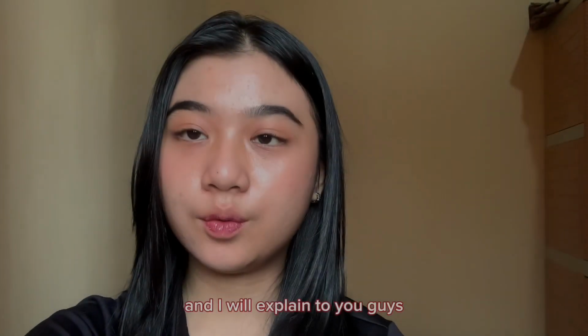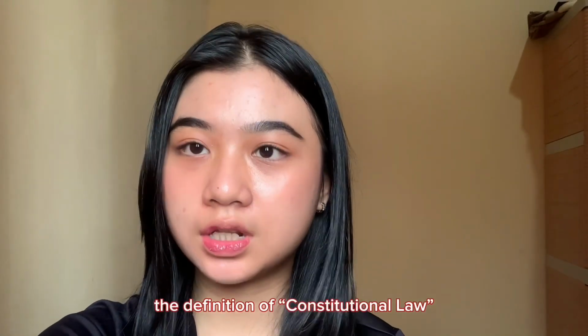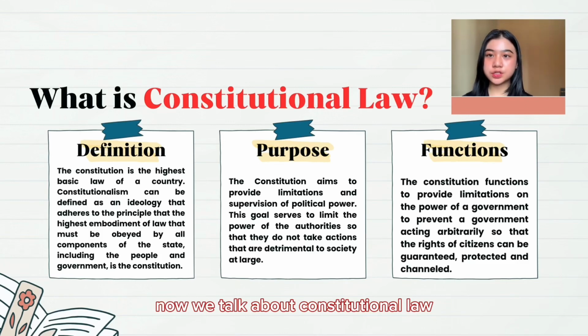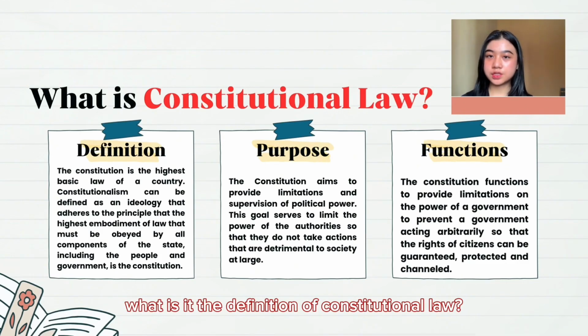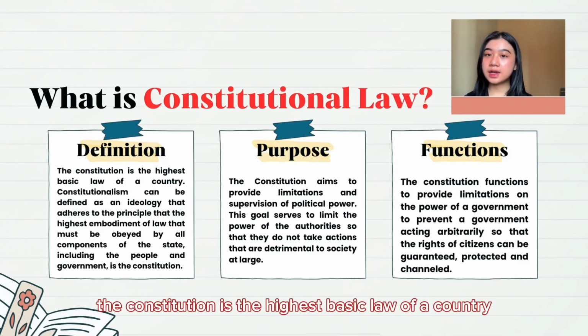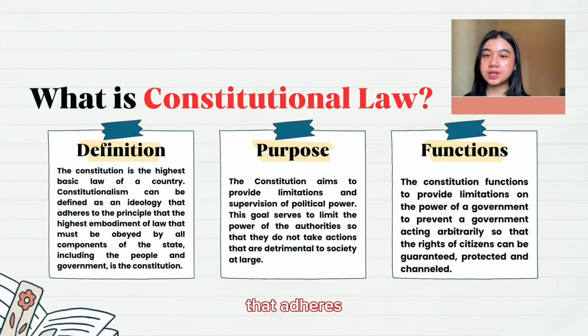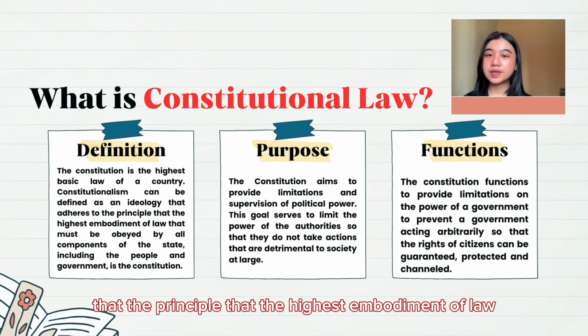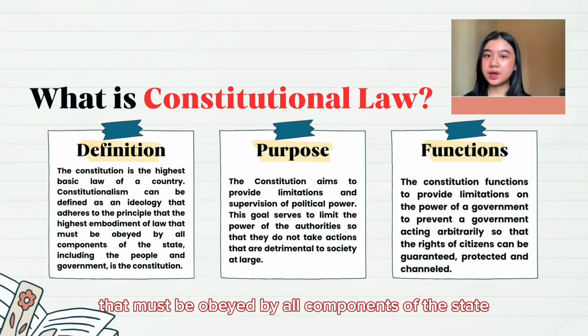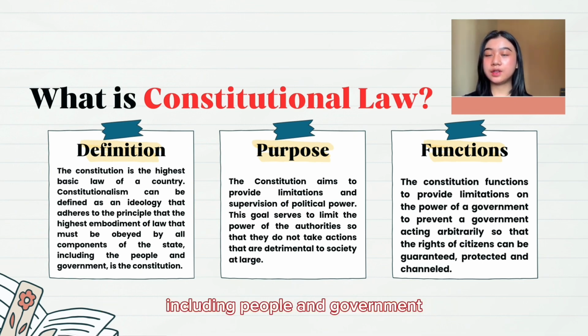My name is Zihan and I will explain to you guys the definition of constitutional law. Now we talk about constitutional law. What is the definition of constitutional law? The constitution is the highest basic law of a country. Constitutionalism can be defined as an ideology that adheres to the principle that the highest embodiment of law that must be obeyed by all components of the state, including people and government, is the constitution.